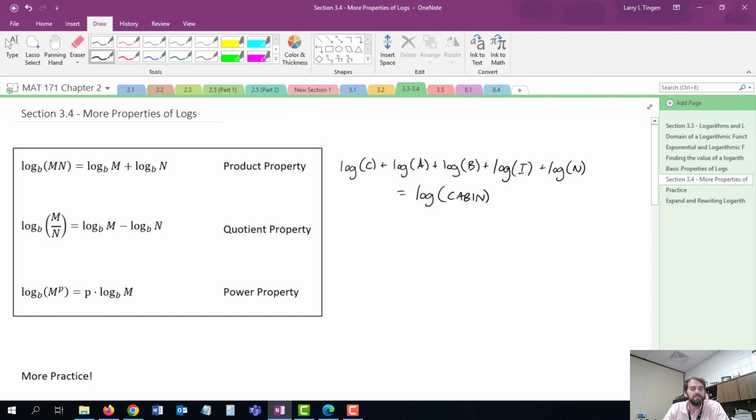So the first one's product property, second one is the quotient property, and the third one is going to be one that's important. All these are important, but the power property is one of the reasons that we teach logs. And it says if I have the log of something raised to a power, I can rewrite that by taking the power, sticking it out front, multiplying it by the log base b of the base of what was inside. So the power goes out front.